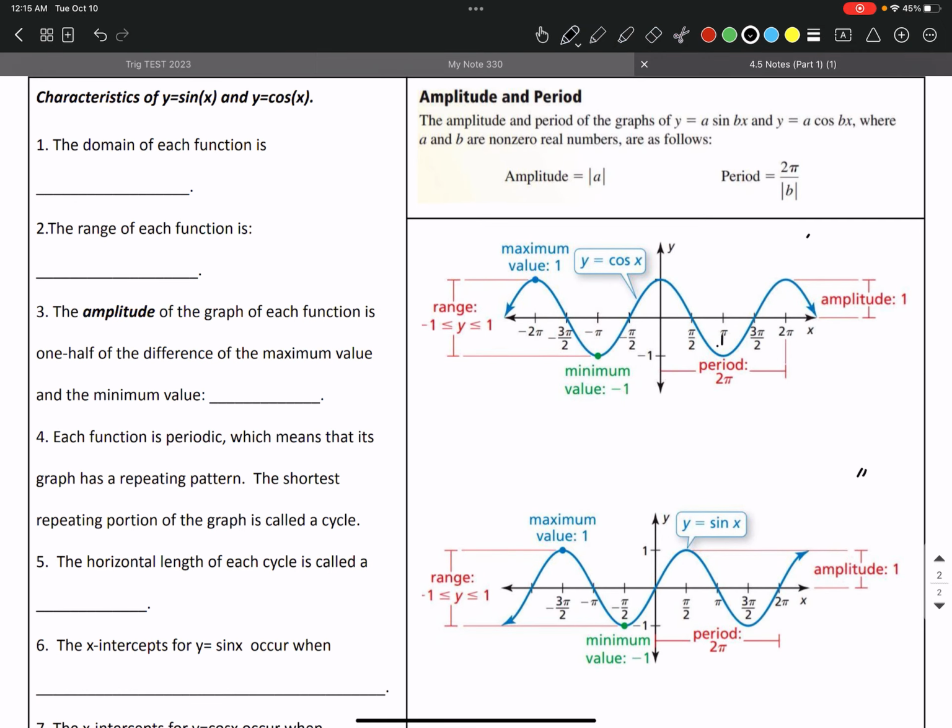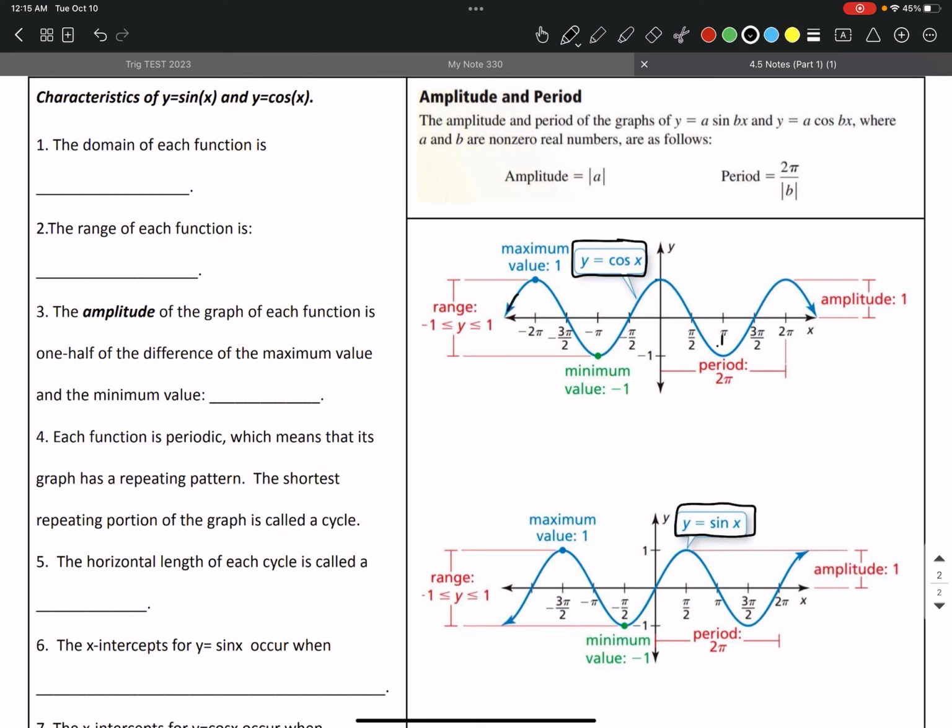In this video, I'm going to talk about the characteristics of the parent functions for sine and cosine. First of all, this is the parent function for cosine, and this is the parent function for sine. What I want to do first is look at the domain of each.